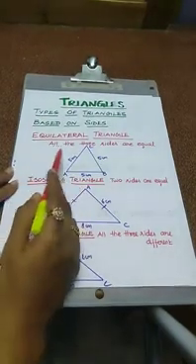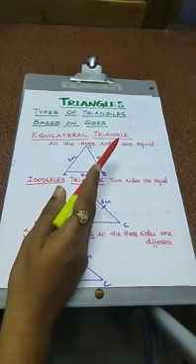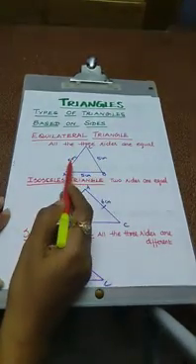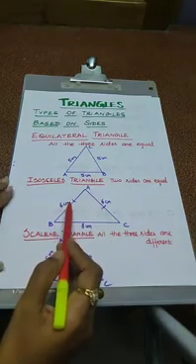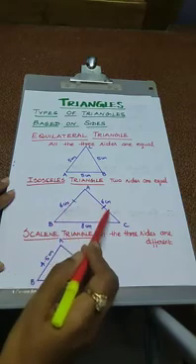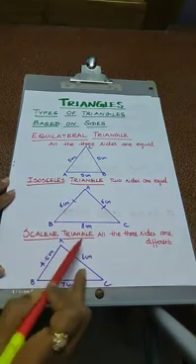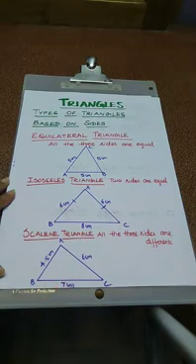Based on sides, the first one is equilateral triangle. That is, all the three sides of a triangle are equal, which means it is an equilateral triangle. AB value 5 cm, BC 5 cm and AC 5 cm. So it is an equilateral triangle. The next one is isosceles triangle. If any two sides of a triangle are equal, it is an isosceles triangle. The next one is scalene triangle. If all the three side values are different, it is a scalene triangle.